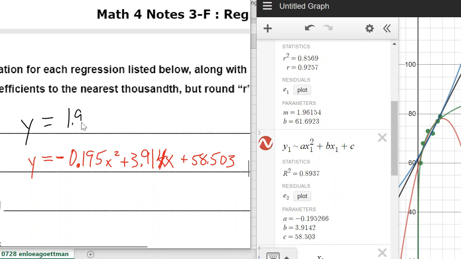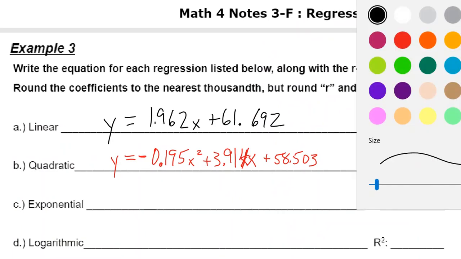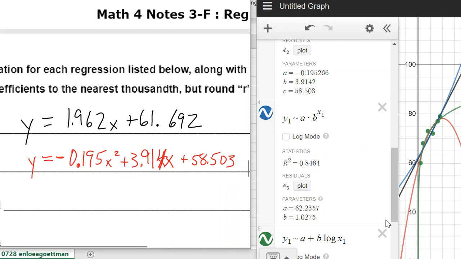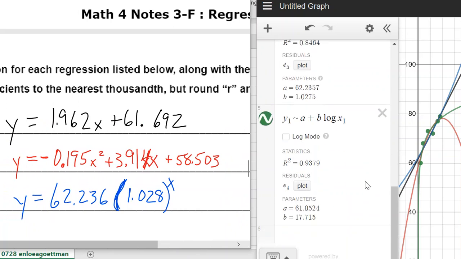Linear is going to be 1.962x plus 61.692. All right, we're good there. Now let's see, the exponential was blue. We're going to start off with 62.236, and then in the parentheses 1.028 to the x. And our r squared value there is 0.8464. So of the 3 so far, this actually has the worst fit numbers.